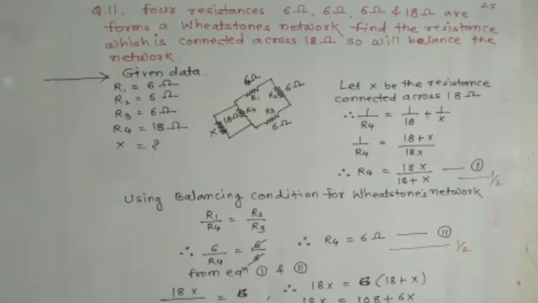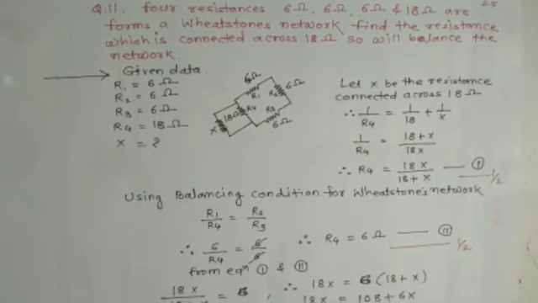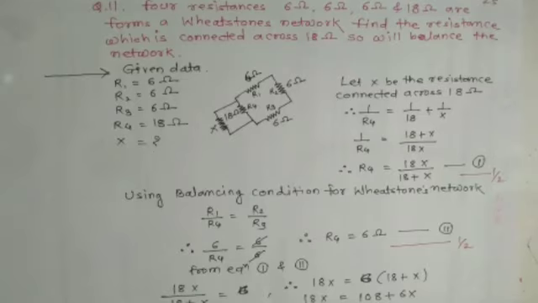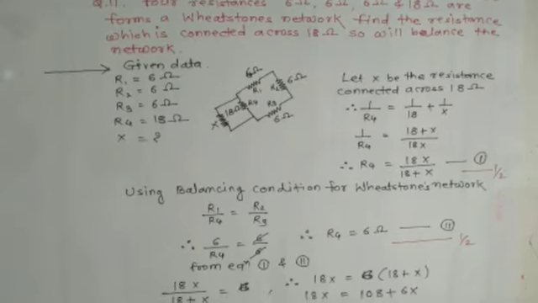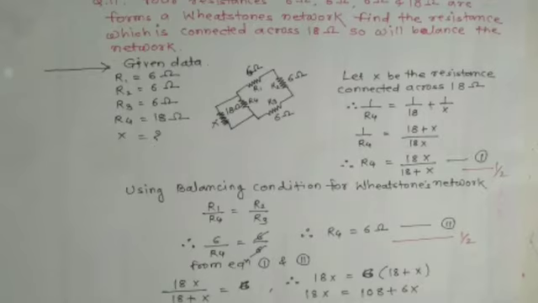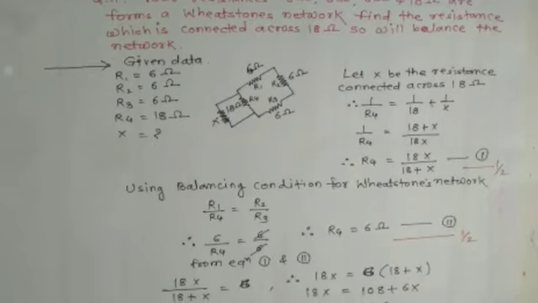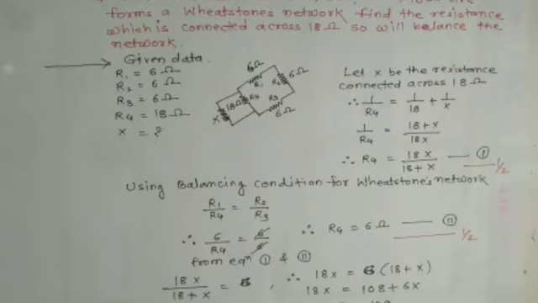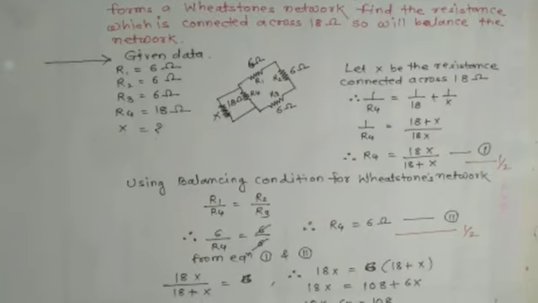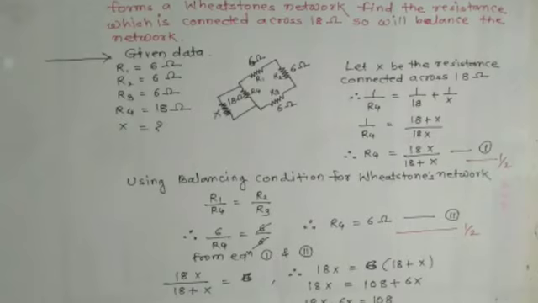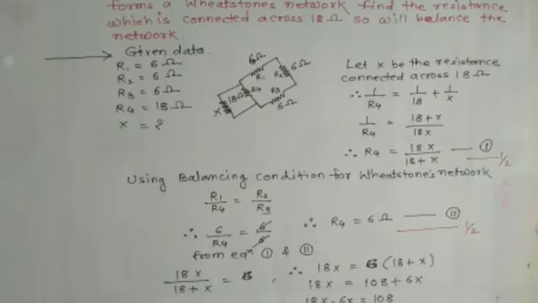Four resistances 6 ohm, 6 ohm, 6 ohm and 18 ohm form a Wheatstone network. Find the resistance which is connected across 18 ohm. So we'll balance the network, so the given answer will be there.